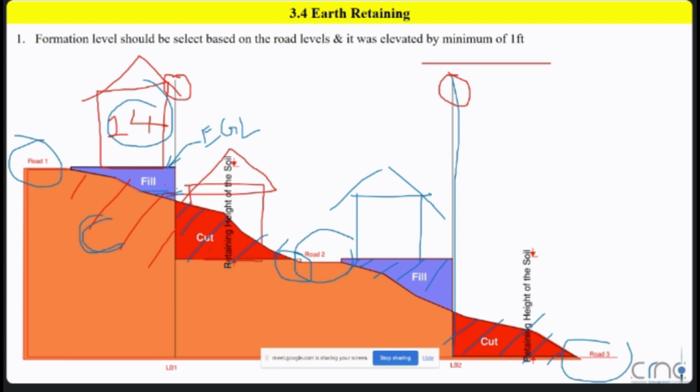You should do layer compaction. Layer compaction in the sense, 150 millimeter layers you need to fill, you need to do the Proctor compaction test and the field density test, and you need to achieve the degree of compaction up to 98% for each layer. For each layer your degree of compaction should be 98%. If you satisfy the 98%, only then can you fill the above 150 layer. So likewise you need to fill up to the top level.